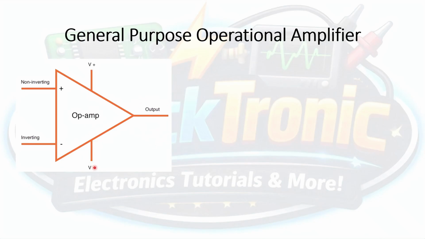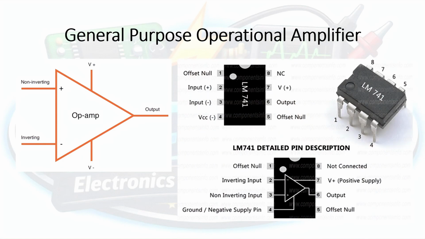And the remaining 2 pins are the supply voltages to the op-amp. One is a positive supply voltage and the other is a negative supply voltage. The actual general purpose operational amplifier is an integrated circuit that looks like this. The integrated circuit number is 741. Sometimes it's LM741, sometimes it's UA741. Regardless of the first 2 letters at the beginning, the integrated circuit would look the same.